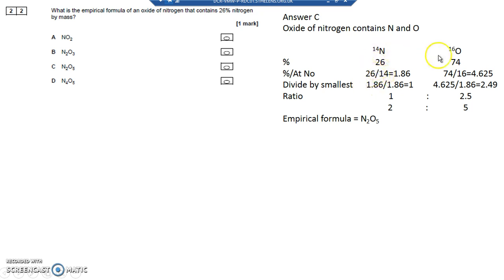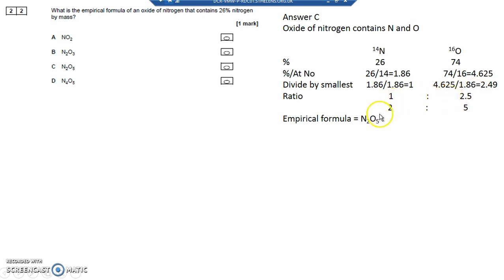Divide by the mass of the atoms to work out the ratio of the number of atoms. So 26 divided by 14 for nitrogen is 1.86. 74 divided by 16 is 4.625. You divide by the smallest so that you get this out as a 1. 1.86 divided by 1.86 is 1. 4.625 divided by 1.86 is 2.49, so let's call it 2.5.